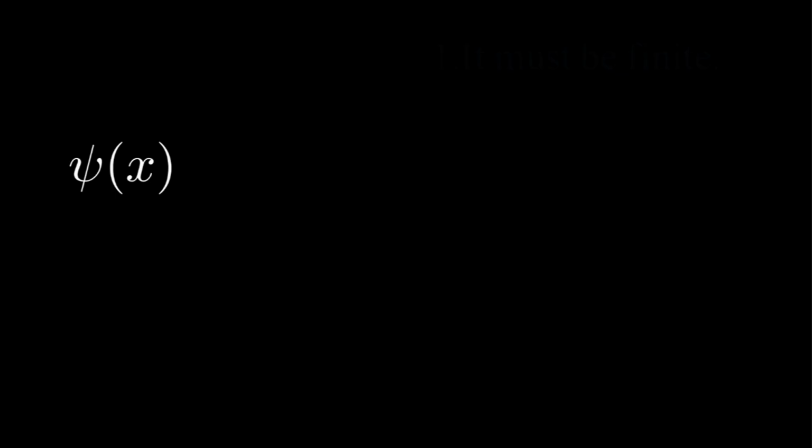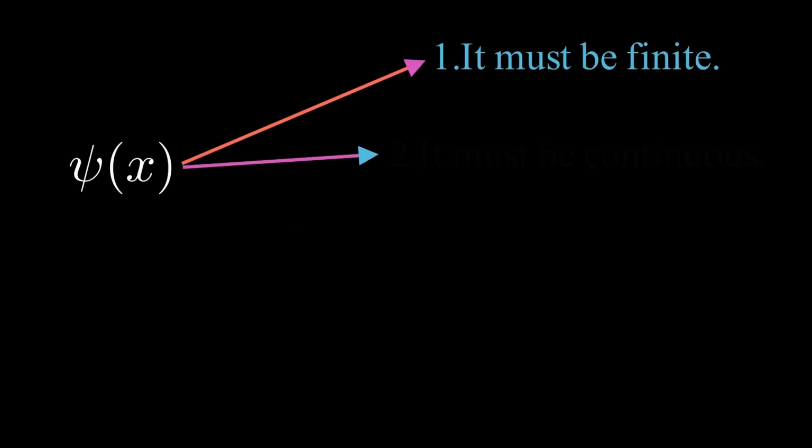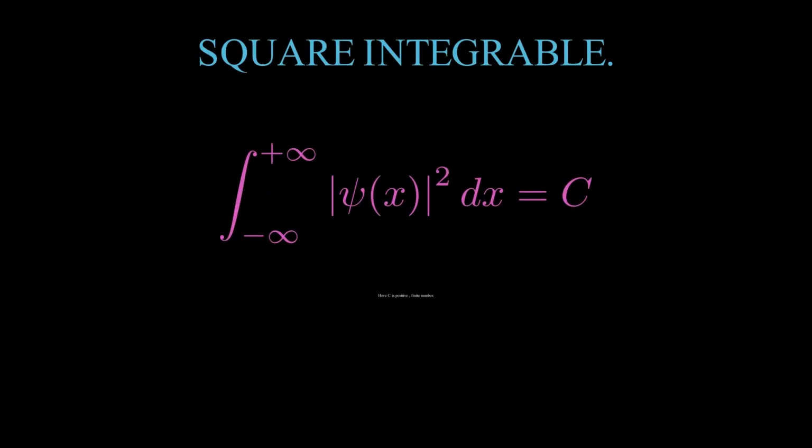While discussing operators, we should keep in mind that they are supposed to act on only those functions which are possible wave functions of a particle, that is, which are finite, which are continuous, and which are square integrable. Square integrable means when we integrate the probability density of the wave function from minus infinity to plus infinity, then we should get a positive finite number.